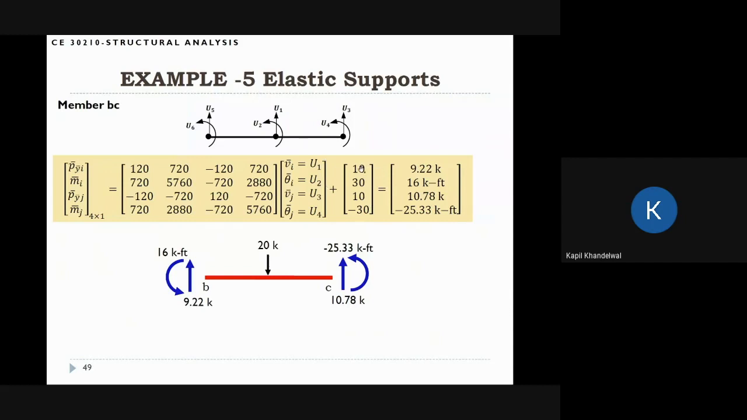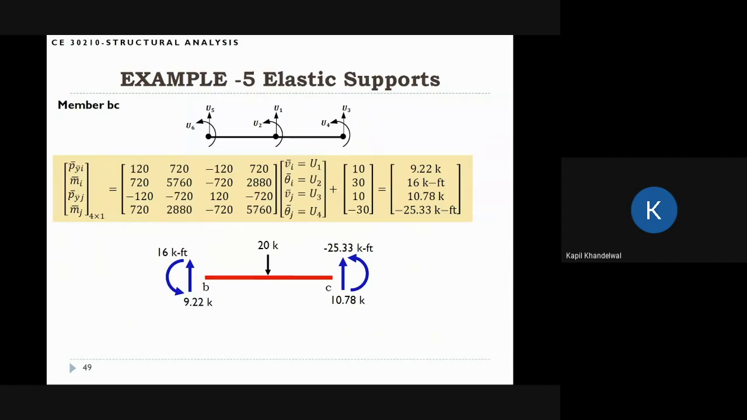If we do the algebra carefully and add the fixed end forces also, these fixed end forces we have already calculated before. If we add them together, we'll get the member force for this member. And this is the free body diagram of this member here. Again, if you check the equilibrium, you can see that 9.22 plus 10.78 equals this vertical force here. And we can also check the equilibrium for the moment. So this force system should be under equilibrium for both moments and the vertical forces.